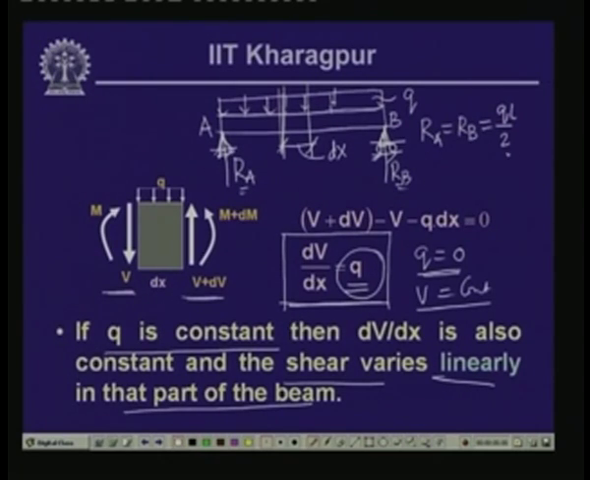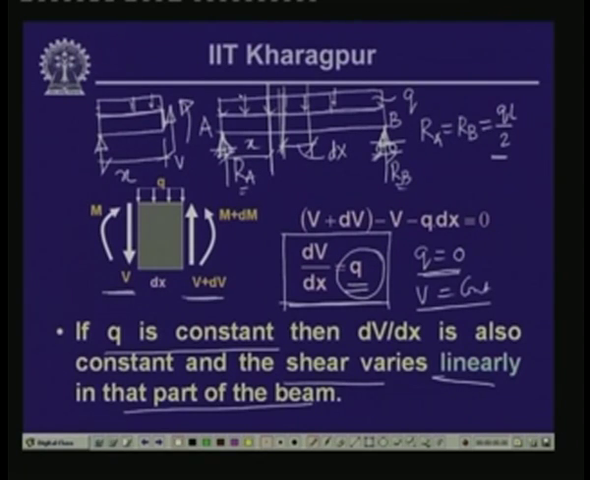So, R A equals R B equals Q L by 2. Now, if we take a free body at a distance of x from A, and take the equilibrium of the forces of this free body, here we have R A, on this part of the beam we have Q, this distance is x, and the resultant stress resultants at this particular end are V here and moment M here.